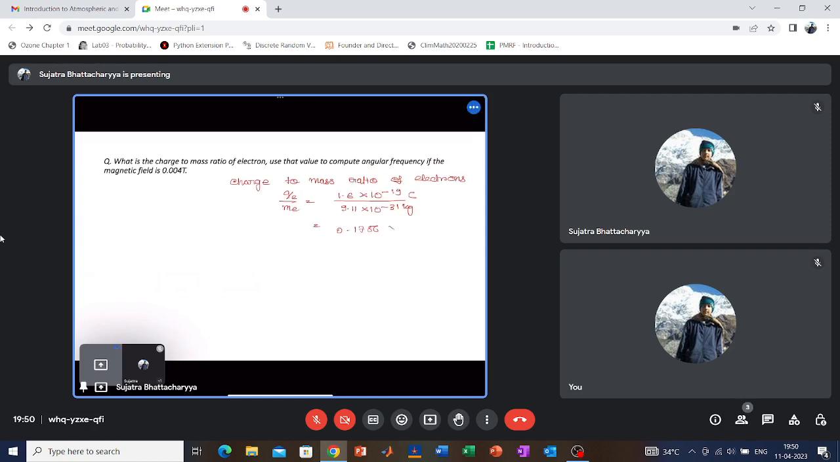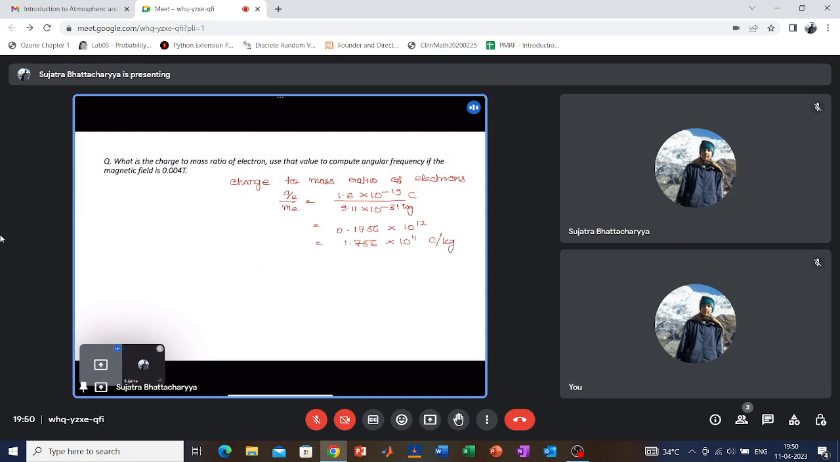0.1756, and 31 minus 19 is 12. So it comes out to be again 1.756 × 10^11. This is the charge to mass ratio, coulomb per kg, for the electrons.